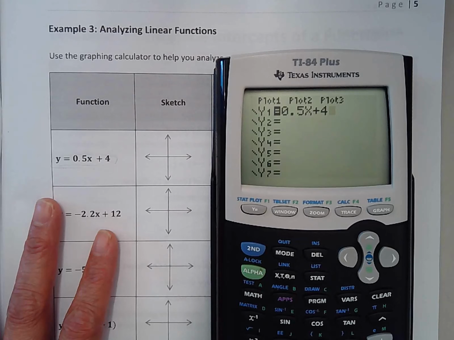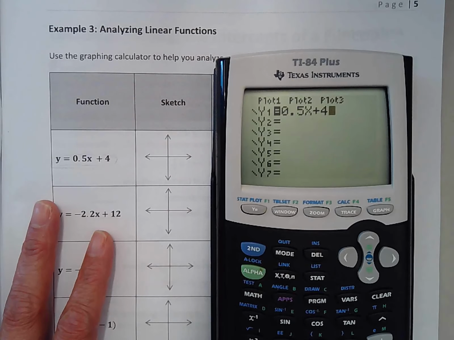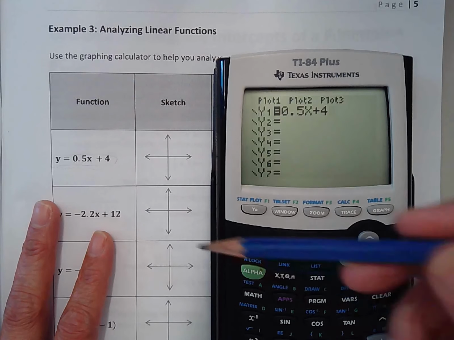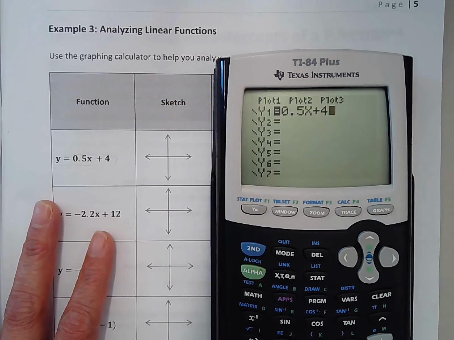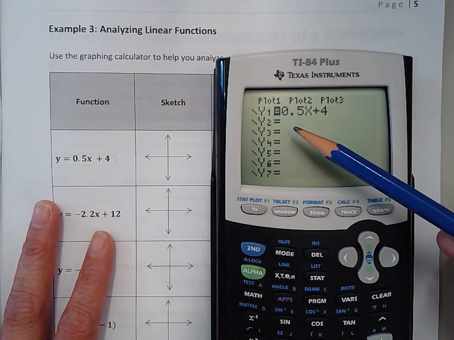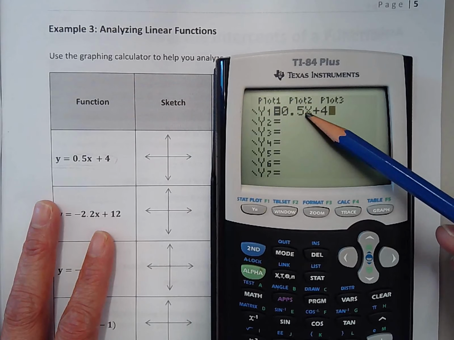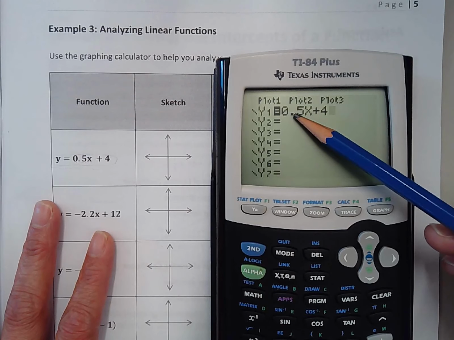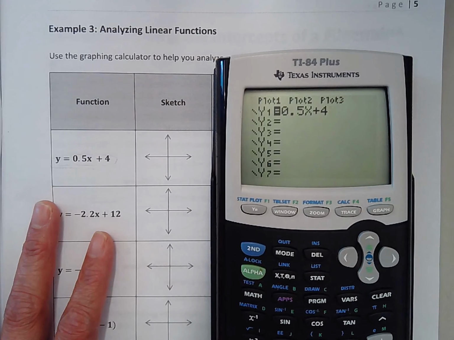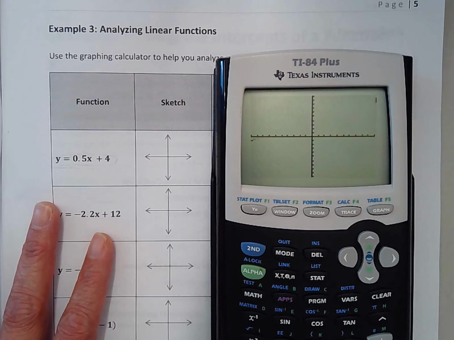Now before you press graph, maybe some of you pressed graph already, which direction is this going? It increases to the right. How do we know it increases to the right? Because we look at the slope, it's positive, right? If its slope is positive, it's going to increase to the right. Okay, let's go ahead and graph that.